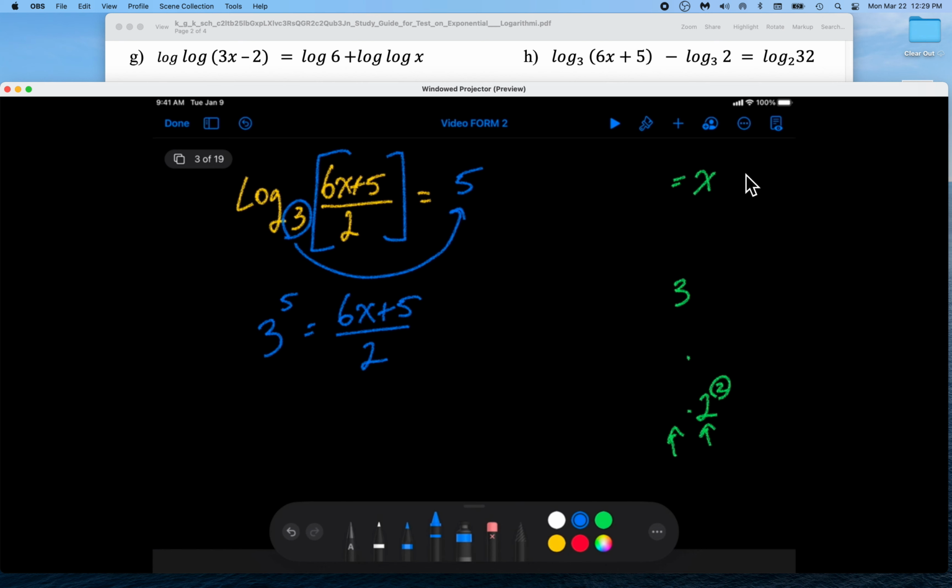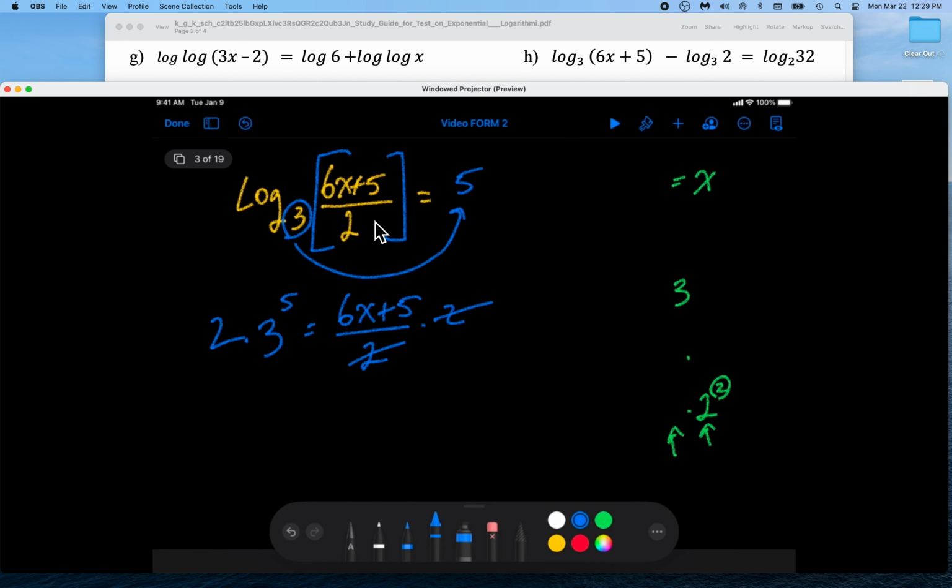Turns out that 3 to the 5th power is, let's see, I'm missing a 2 here. Okay, what did I do here? 3 to the 5th equals 6. Okay. No, I'm okay. I gotta multiply both sides by 2. I apologize. There we go.